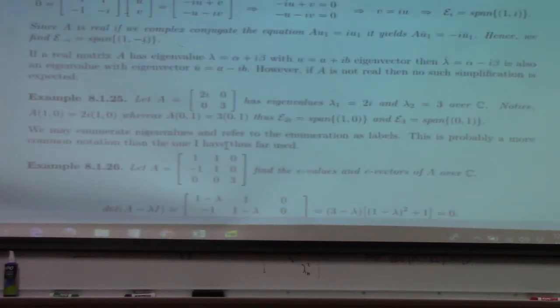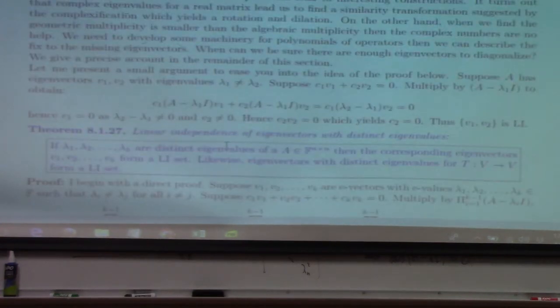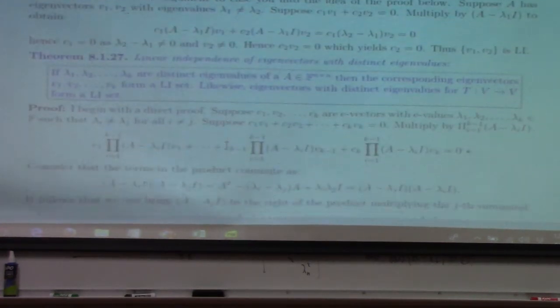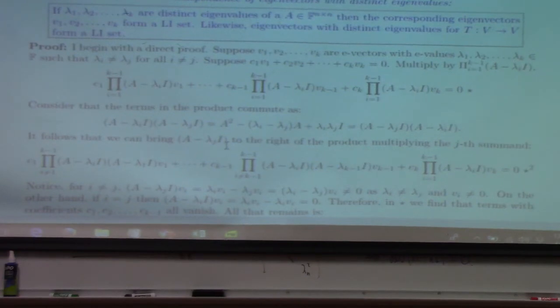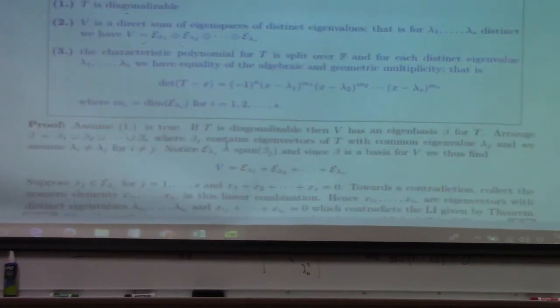This is a complex example, another example. And then finally, the theorem I was going to share with you today. Well, I have a result here on linear independence. I'll tell you what this theorem says in a nutshell. It says that eigenvectors corresponding to distinct eigenvalues are linearly independent. So if you find me an eigenvector with eigenvalue 2, and I find you an eigenvector with eigenvalue 3, those are linearly independent vectors. But I prove it for k values here.